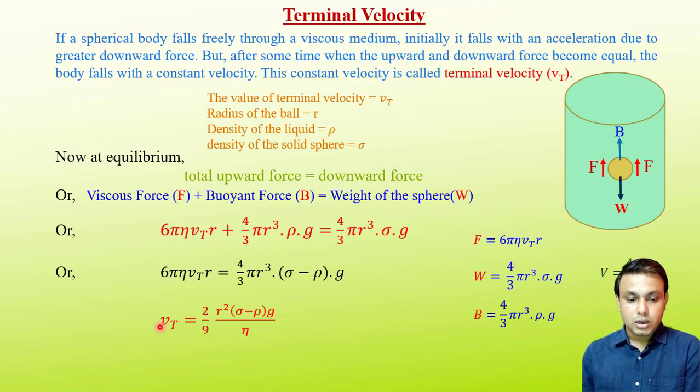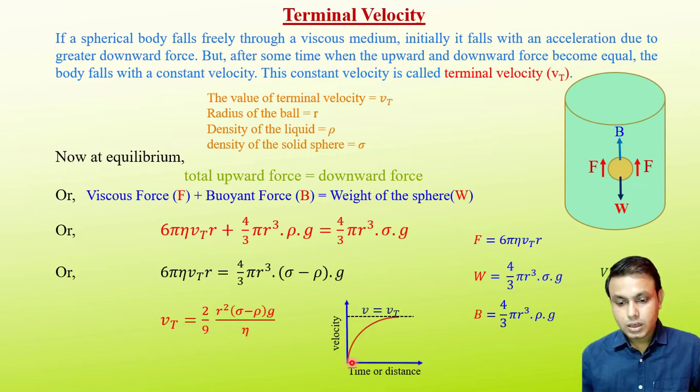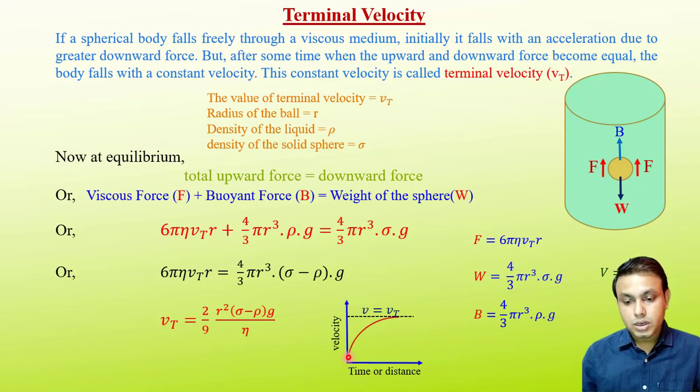Here you see the terminal velocity is proportional to radius square, and it is inversely proportional to eta. If we draw a graph showing the variation of velocity with time or with distance, then we shall see this kind of graph. Initially with time the velocity gradually increases, but after some time you see velocity becomes constant, and that constant velocity is Vt.